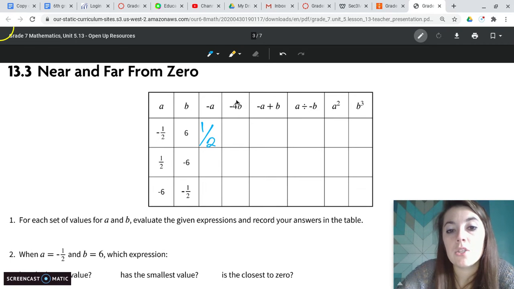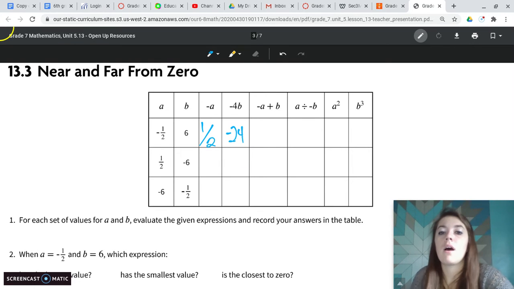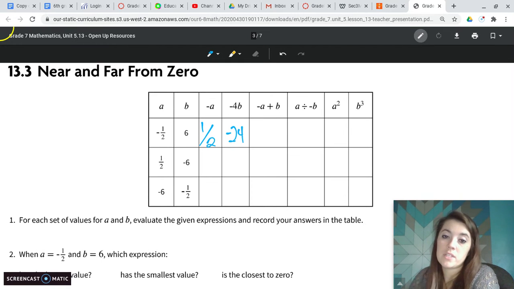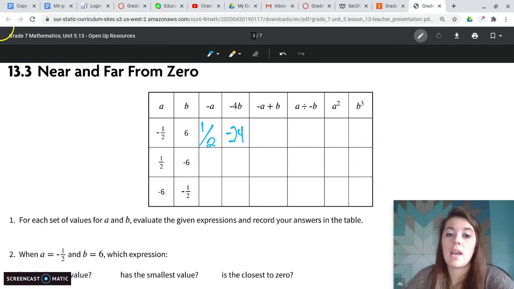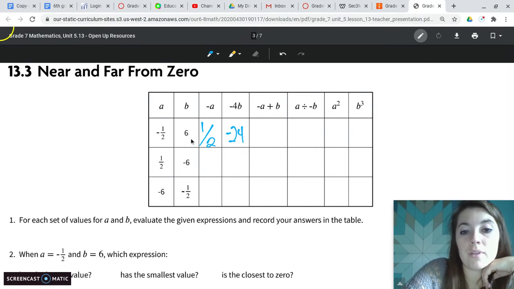Negative 4B, so we're taking negative 4 times 6, which is going to give us a negative 24. Negative A plus B, which means we're taking our negative A from right here, which was 1/2, plus B, which is 6. So we'll end up with 6 1/2.